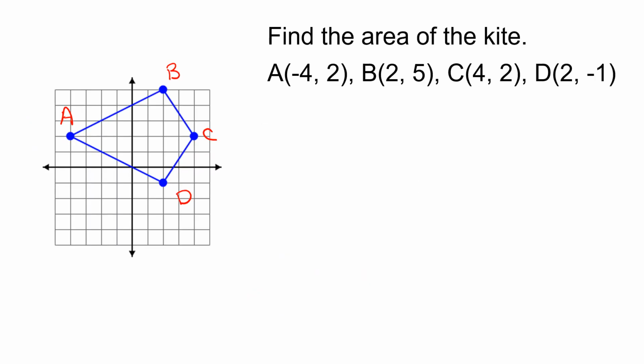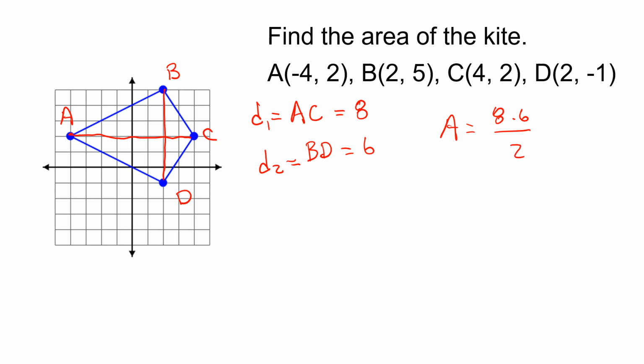Find the area of a kite. Again, I need to find diagonal 1, which I'm going to call AC. So the distance from A to C, it's a nice horizontal line, so I can just count the squares to get 8. Diagonal 2 is BD. Again, count the squares, which is 6. So area is equal to 8 times 6 divided by 2, 48 divided by 2, which is 24 units squared.